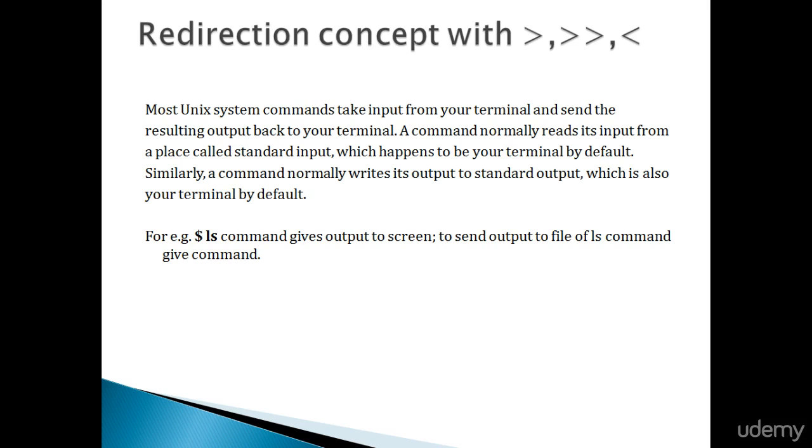Most Unix system commands take input from your terminal and send the resulting output back to your terminal. A command normally reads its input from a place called the standard input, which happens to be your terminal by default. Similarly, a command normally writes output to standard output, which is also your terminal by default. For example, the ls command gives output to the screen. To send the output of the ls command to a file, we redirect the output to a file.